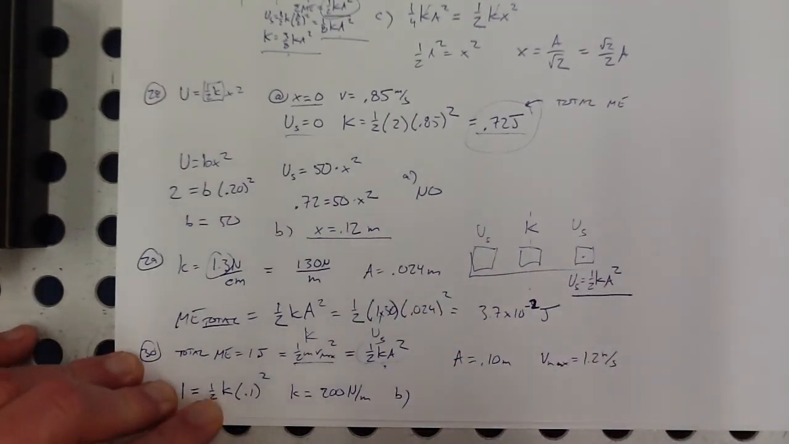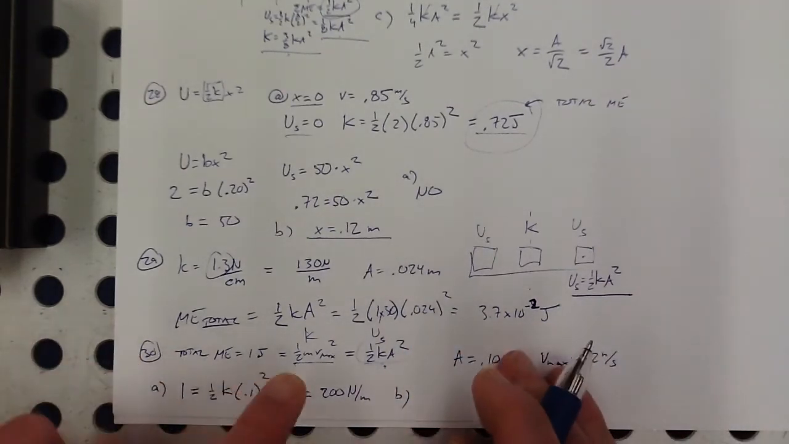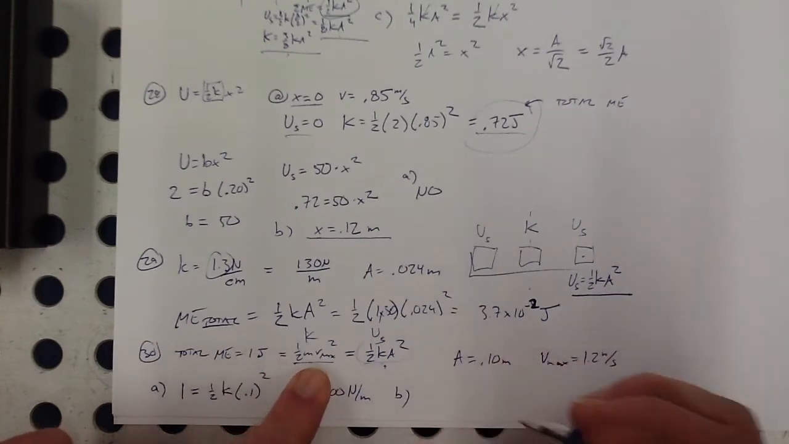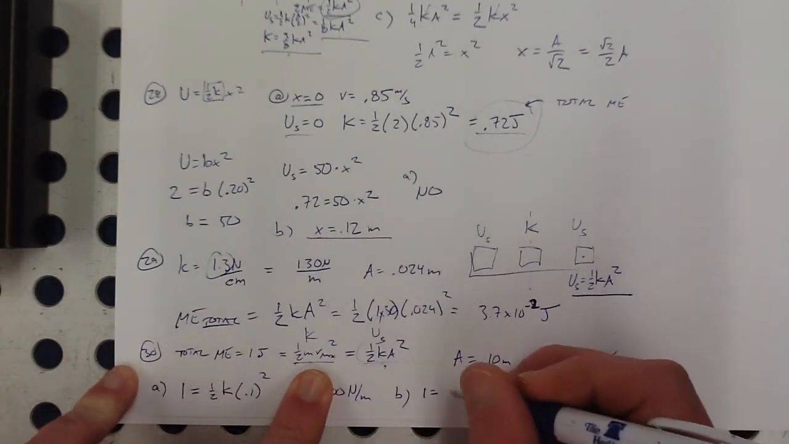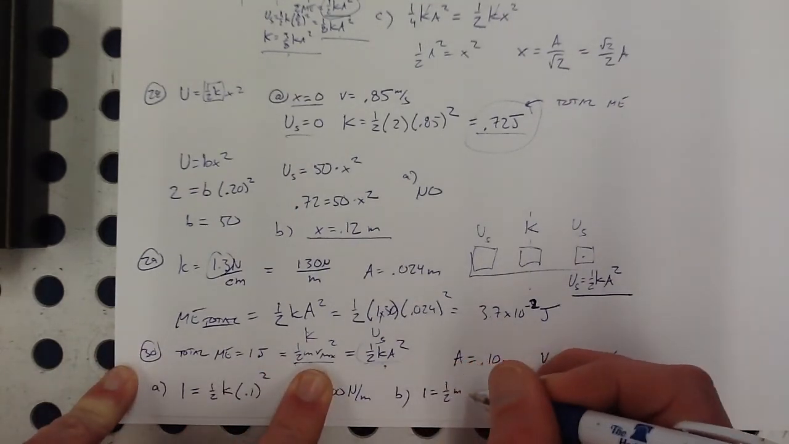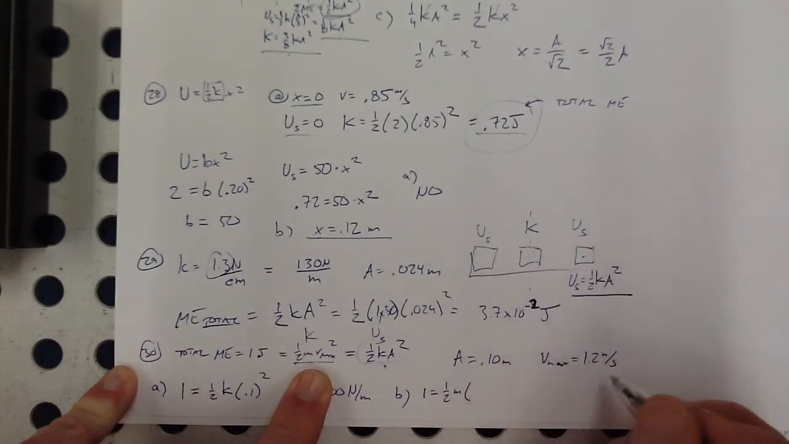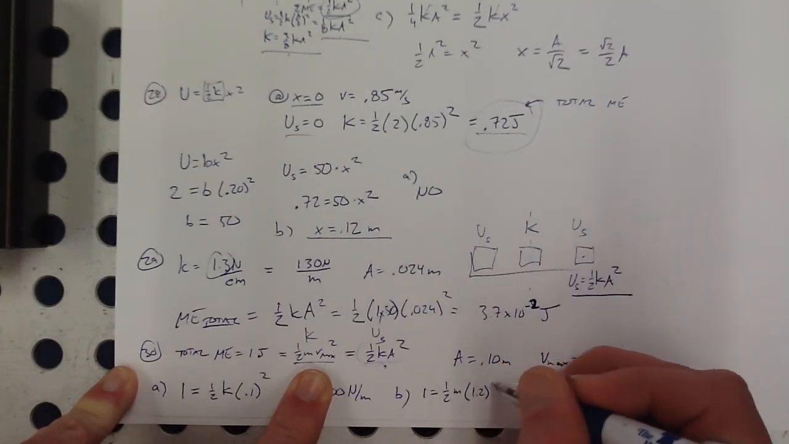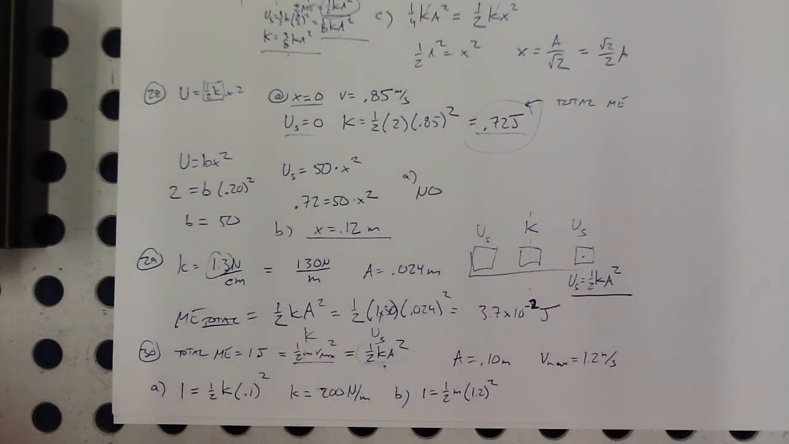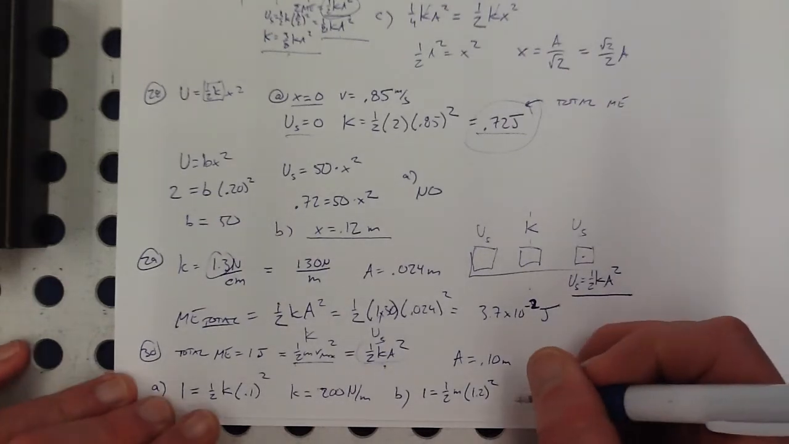B, we're finding the mass. So that 1 joule is also equal to this. The V max is 1.2. It's about 1.39 kilograms.